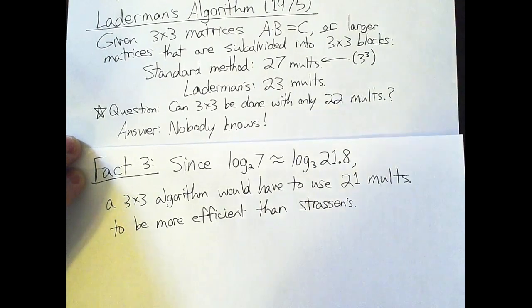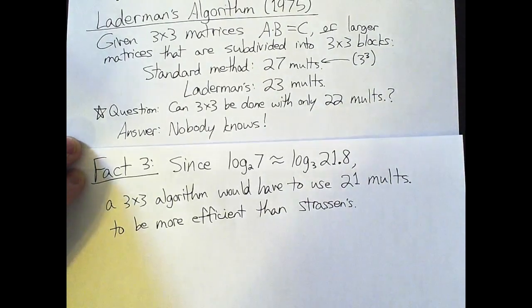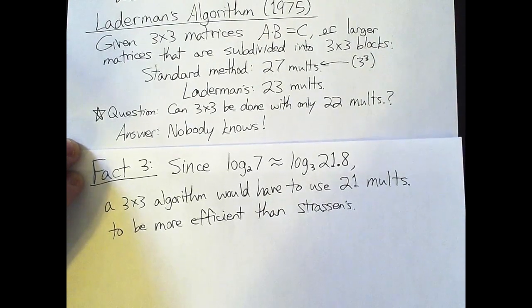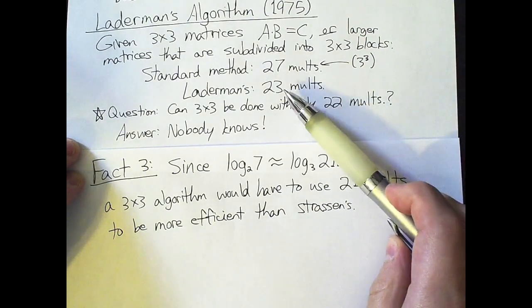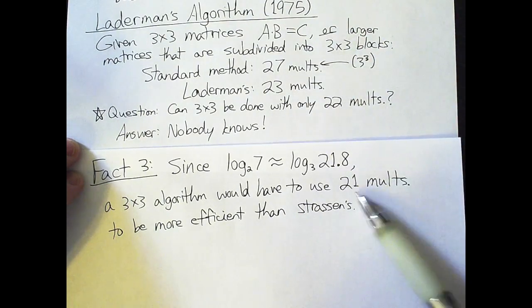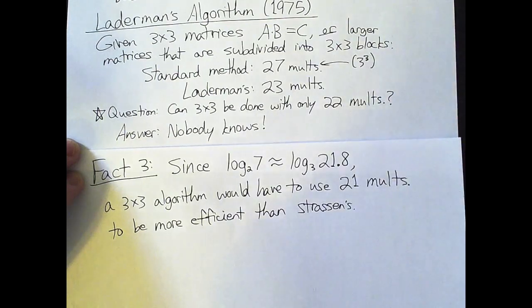So you see, even though Lauterman's method is more recent than Strawson's, Strawson's is actually still the better one of the two. You'd have to find a 3x3 that goes all the way down to 21. And we don't even know if it can be done in 22. We don't know if it can be done in 21. People are still searching for new methods.